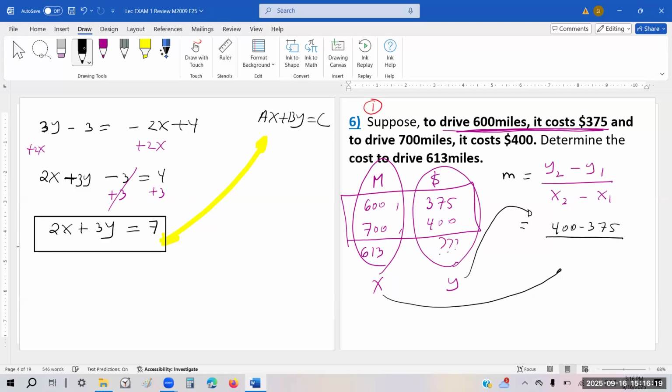400 minus 375 divided by, you wrote 400 first, so 400 has 700, so you need to write 700 first. 700 minus 600. So we know 700 minus 600 is easy, 100. How about 400 minus 375? 25. And now 25 goes to 100 how many times? 4 times. So its slope is 1/4. So you find your equation.